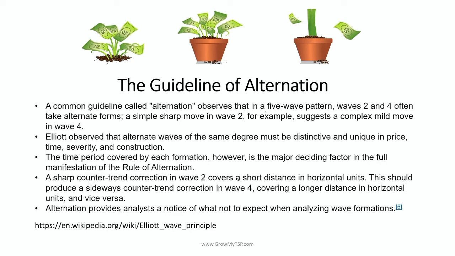Okay? A sharp counter-trend correction in wave 2 covers a short distance in horizontal units. For example, a short counter-trend correction, which is wave 2, covers a short distance horizontally. This should produce a sideways counter-trend correction in wave 4, covering a longer distance in horizontal units, or vice versa.